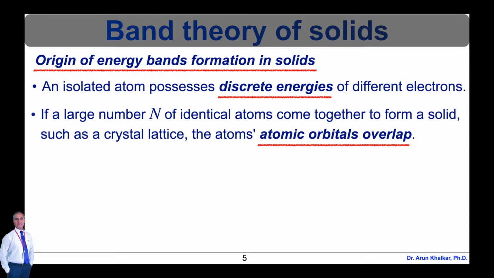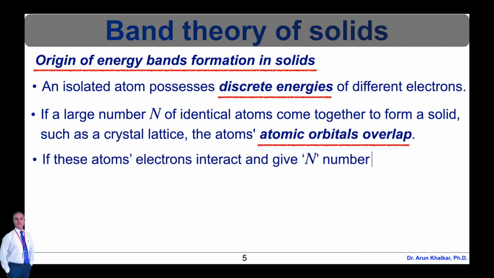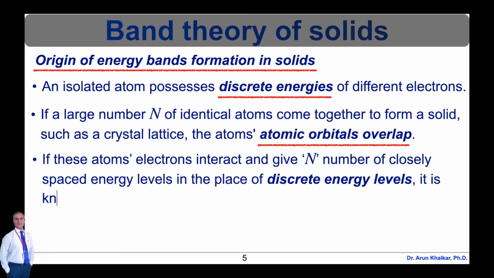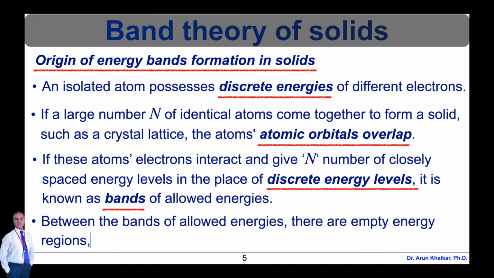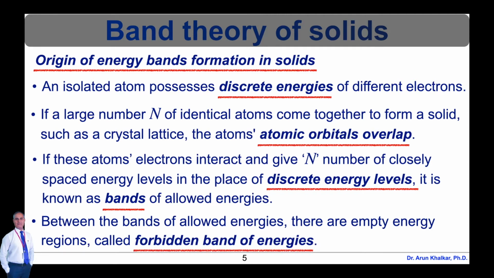The energy of adjacent levels is so close together that they can be considered as a continuum, an energy band. If the atoms' electrons interact and give n number of closely spaced energy levels in place of discrete energy levels, it is known as bands of allowed energies. Between the bands of allowed energies, there are empty energy regions called forbidden bands of energies.